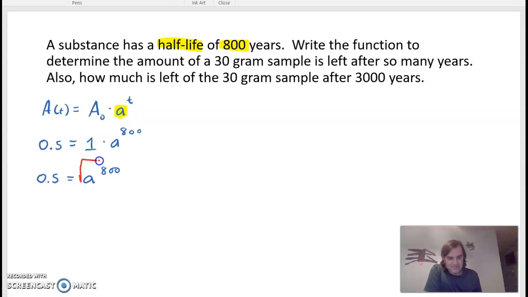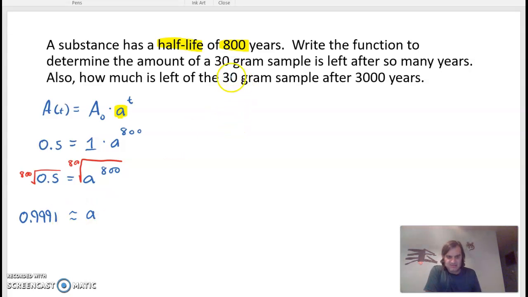So oddly enough, we're going to take the 800th root of 1/2. So don't expect anything fancy out of this. We're going to round out to 4 decimal places and hope for the best. So I'm going to take my 1/2 and raise it to the 800th root. So this is going to be rounded off, 0.9991 if I use 4 decimal places.